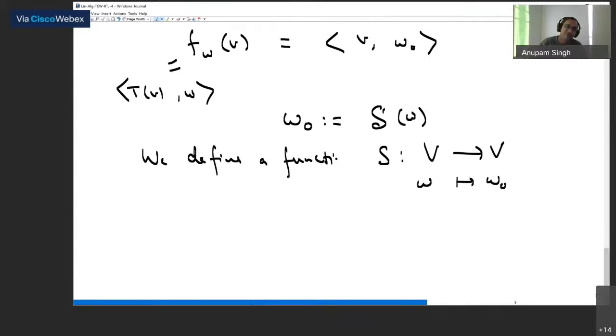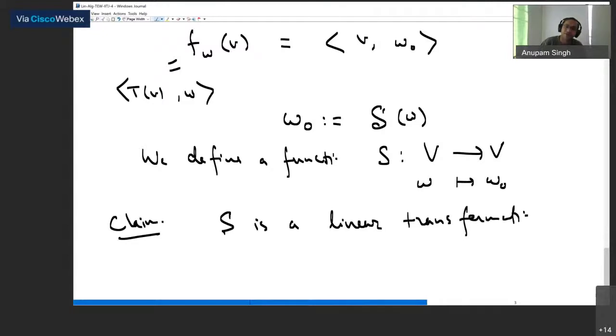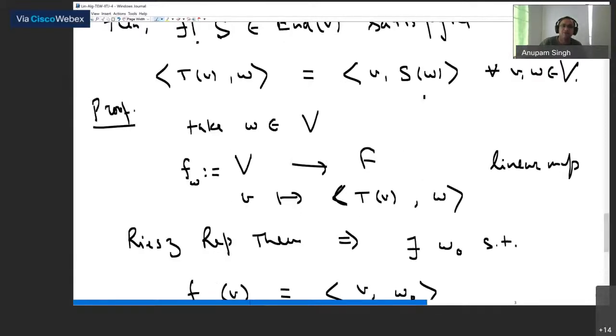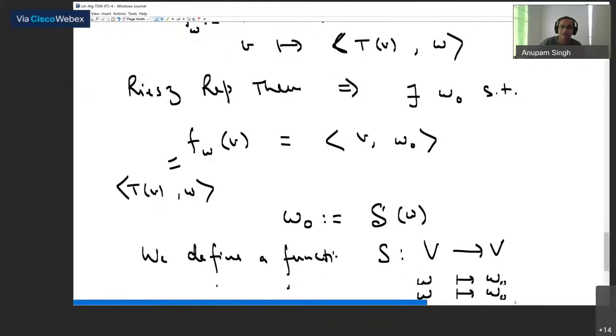Now, my claim is that this map S, which I just defined, is actually a linear map. It's a well-defined map, and it's a linear transformation. I will leave this as an exercise to check. Once you check this, we exactly see that I have found S satisfying the property that I wanted here. So this proves the theorem that I can find such an S.